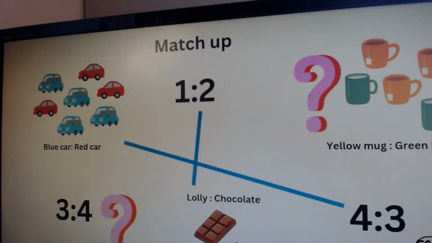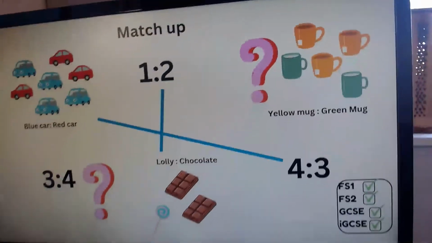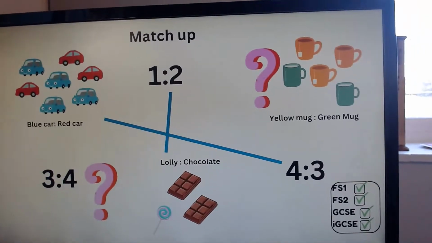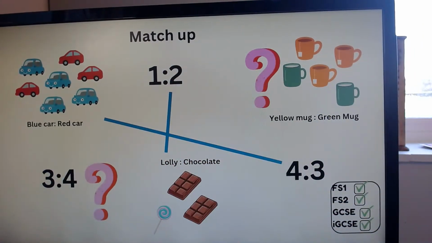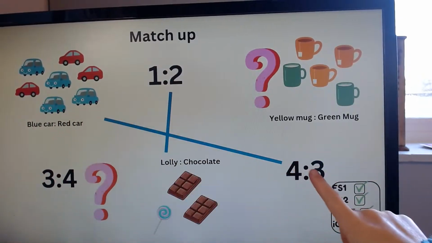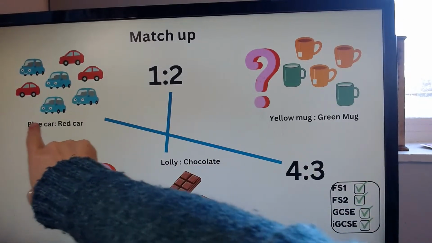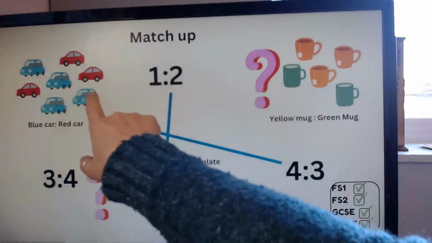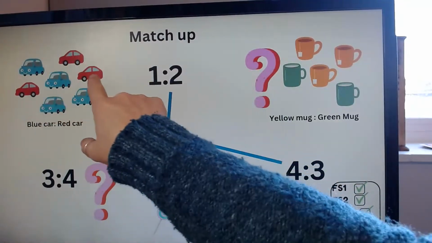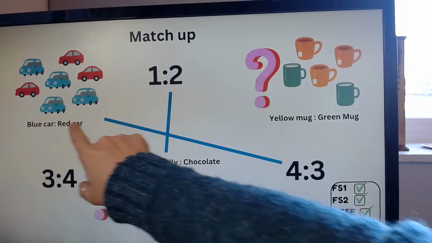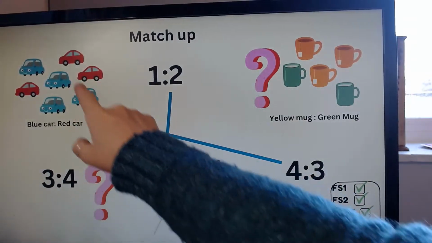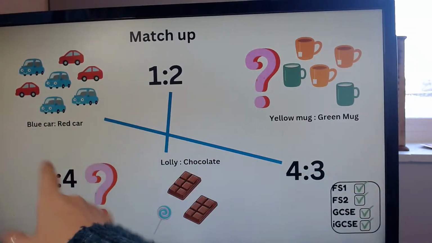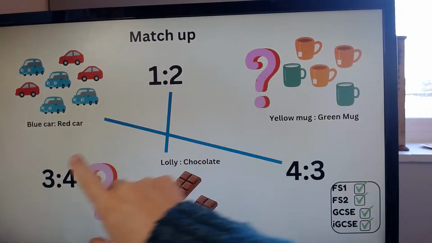So we've got 1 to 2 matches with lolly to chocolate because there's 1 lolly to 2 bars of chocolate, so they match up. The blue car to red car has to go 4 to 3 because blue car is first, so there's 4 blue cars and 3 red cars, so it's 4 for the blue car, 3 for the red car, so it has to go with this one. We can't just switch that around. We would have to write this the other way around. These two don't match up.